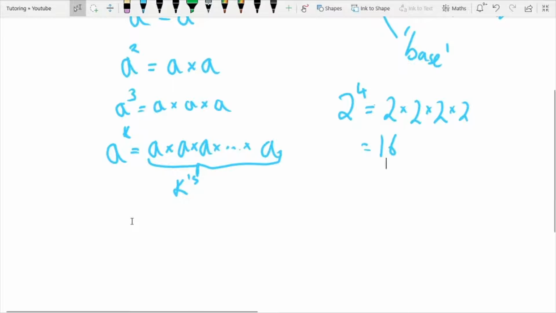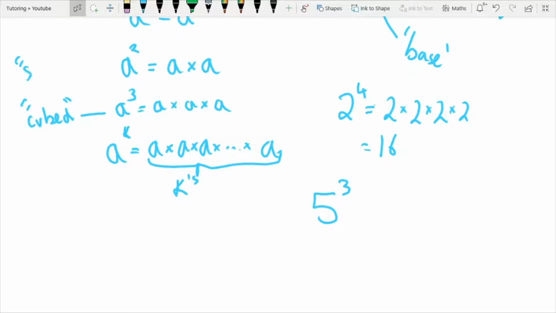I'm just going to keep on giving examples and showing how this works until you've mastered it. Say we have 5 cubed. For powers above that, we don't have any special word, but when it's a power of 2, so a squared, a to the 2 power, we call it squared, and when it's a to the 3rd power, when the exponent is 3, we call it cubed. So 5 cubed is equal to 5 times 5 times 5, which equals 125.